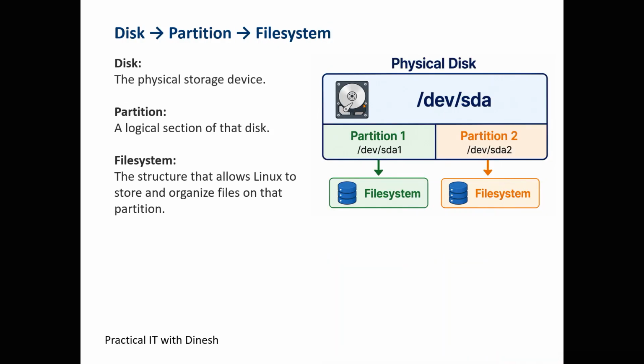Disk, partition, file system. These three terms are often confusing for beginners, so let's separate them. Disk is the physical storage device. Partitions are a logical section of the disk. File systems are the structure that Linux uses to organize files and directories on that storage. So we can think of it as: a disk contains partitions, and partitions can contain file systems.